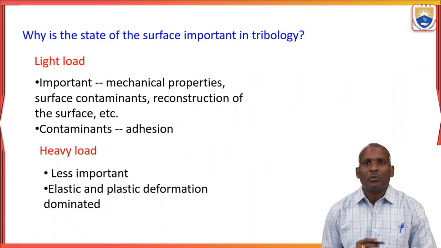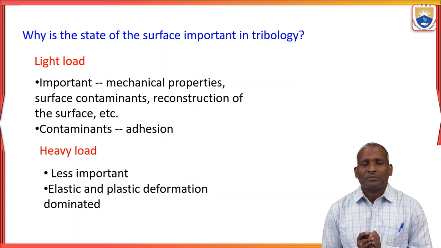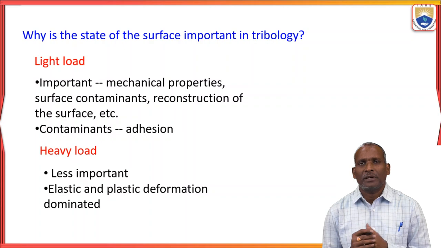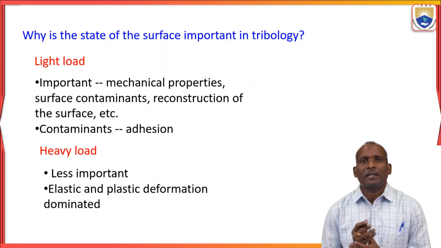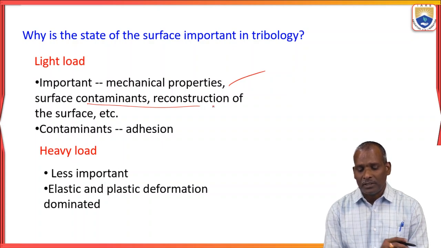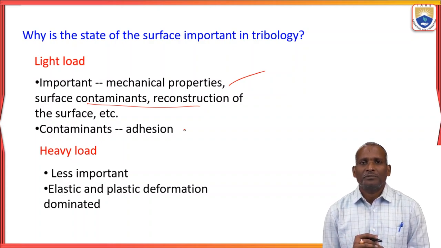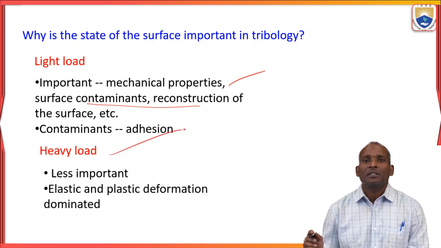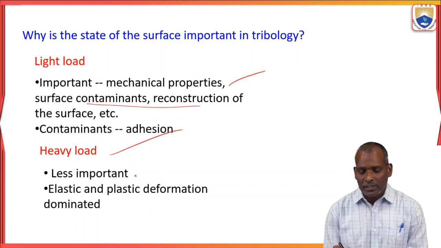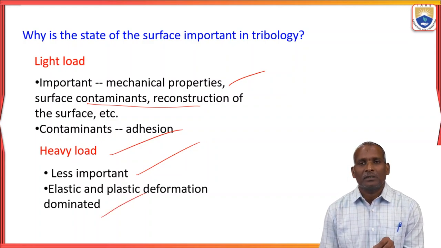So why is the state of the surface important in tribology? Up to now we have discussed the topography of surfaces, smooth surfaces and rough surfaces. So why should we learn the importance of the surface in tribology? When we are applying a light load, the mechanical properties, surface contaminants and construction of the surface are important. Contaminants are there, such as any halogen material or other foreign material. Then the wear begins clearly. Where you are subjected to heavy load, the surface is much less important, and elastic and plastic deformation dominate.